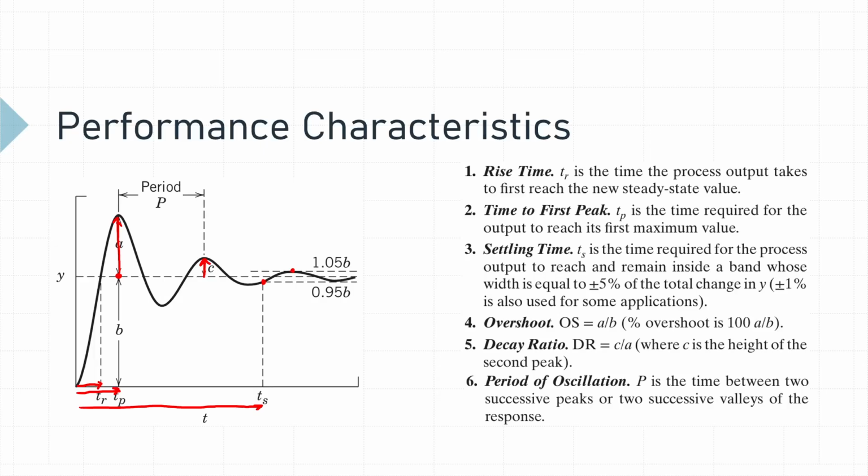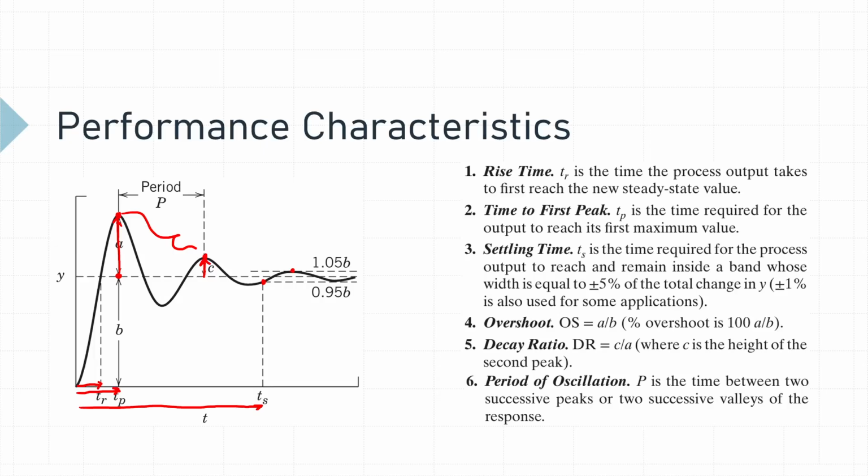And finally, sixth is the period of oscillation P, which is the time between two successive peaks or two successive valleys of the response. So both from this first peak and this one as well. Note that the values of A and C are relative to our steady state value as well. Note also that the above definitions apply more generally to the step response of any underdamped process. As you can see, the oscillations are quite extreme compared to a critically damped or overdamped system.